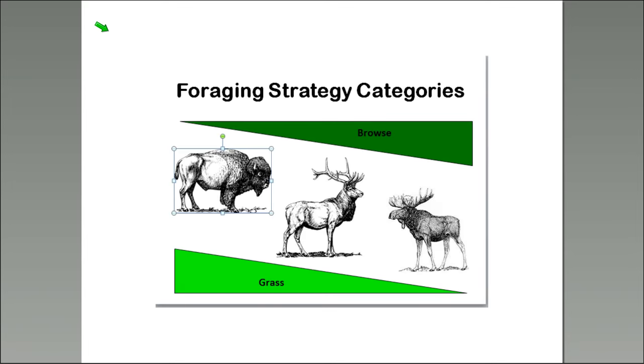We can look at wildlife and break them into some of the same characteristics or categories. Bison are going to be more grass browsing type. Elk are going to be much more intermediate and very plastic. And moose are going to be more on the browsing side.